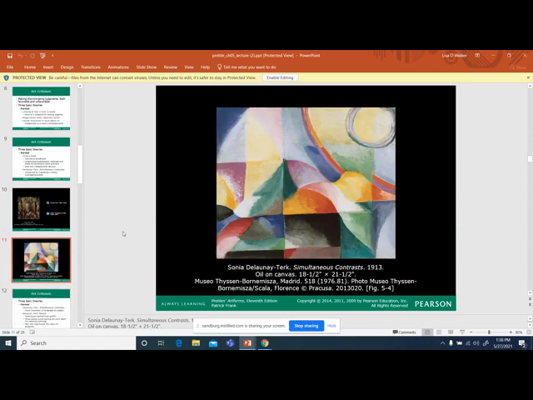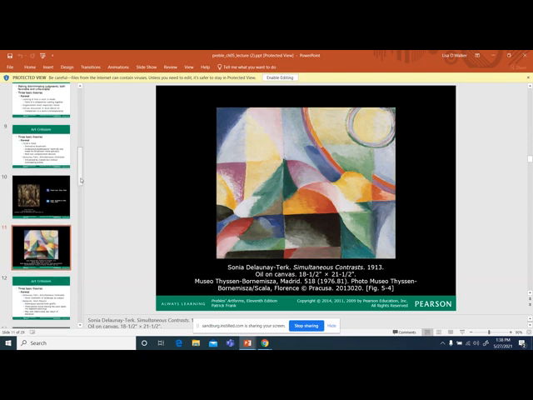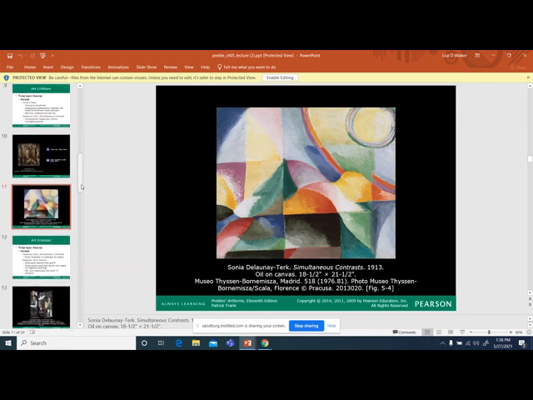This is Sonia Delaunay-Terk, Simultaneous Contrasts, 1913. Again, here you can clearly see the brushwork. Do you see that texture? That's brushwork. The vertical lines, the lines of motion, the contrast, the balance, okay? These are all ways that we look at art and we can identify what's good by how the artist has handled the medium or how they've handled the design.